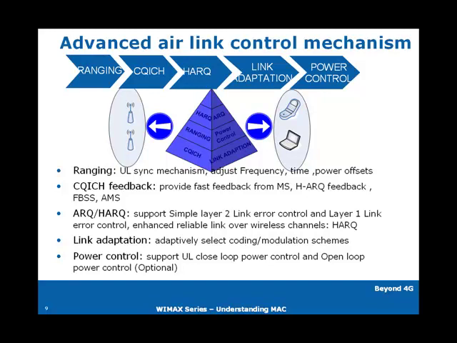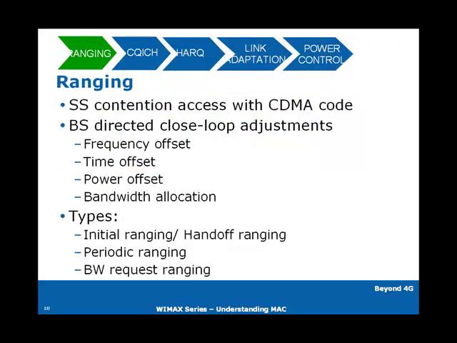ARQ and HARQ are methods that support simple layer 2 and layer 1 air link error control. They enhance reliable links over wireless channels. Link adaptation is a method to adaptively select coding and modulation schemes in mobile WiMAX, and power control is supported in mobile WiMAX, with both open loop and closed loop power control supported on the uplink. We will see all the advanced air link control mechanisms supported in mobile WiMAX one by one.